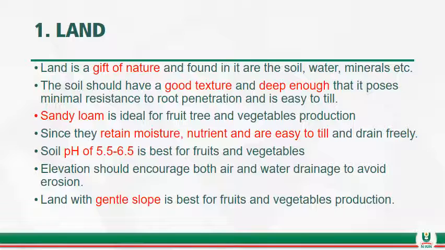So it should be well aerated, drain freely, and also it's important to note that the pH that is best for fruits and vegetables is between 5.5 to 6.5. That is slightly acidic pH. Also, elevation should be encouraged because this will allow for proper drainage of the soil and also to avoid erosion. So the best kind of land is the gentle slope, and it is best for fruits and vegetables. So these are the characteristics of a good land for horticultural crop production.